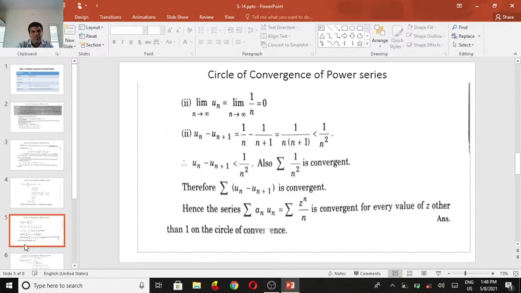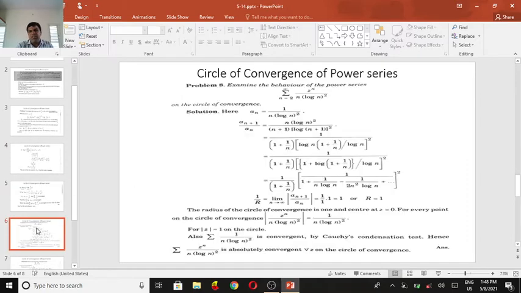If we come to one more example here, the same kind of example, we are examining the behavior of the power series summation n from 2 to infinity of z power n divided by n times log n whole square, on the circle of convergence.